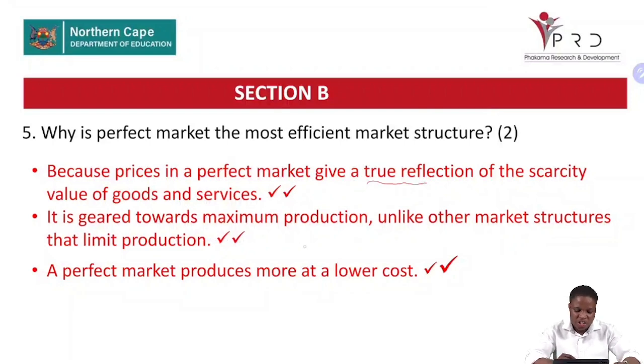So they cannot shift, even if they are limiting production, they cannot shift their high cost to consumers because they are price takers. A perfect market produces more at a lower cost. Their output is high, their prices are low.